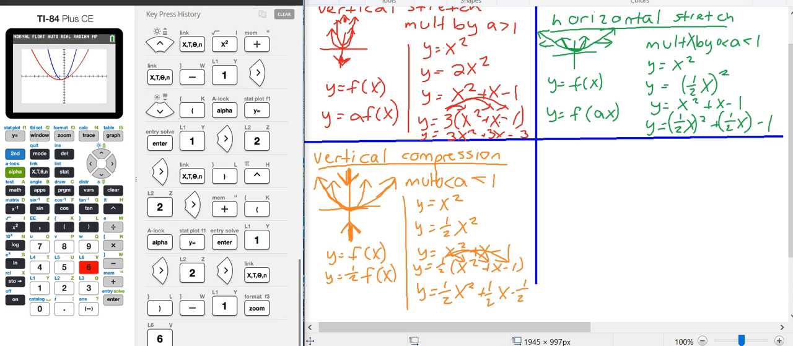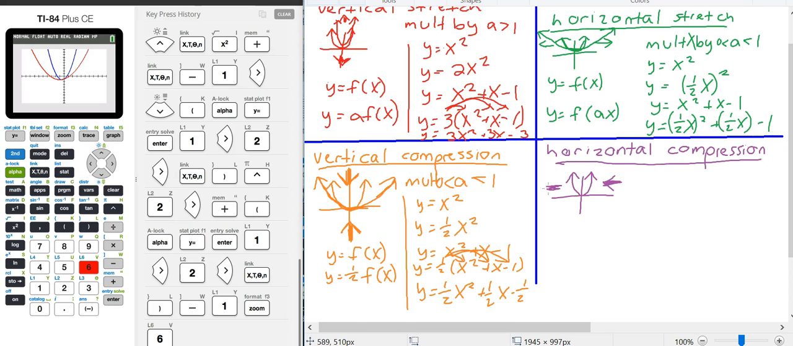Now we're going to look at horizontal compressions. A horizontal compression would look something like this. Let's say it's our basic x squared function. When we're compressing a function horizontally, we're pushing it in from the right and pushing it in from the left. And it ends up getting narrower. It would look something like that. In order to do this, we have to multiply just x by some number a that's greater than 1.